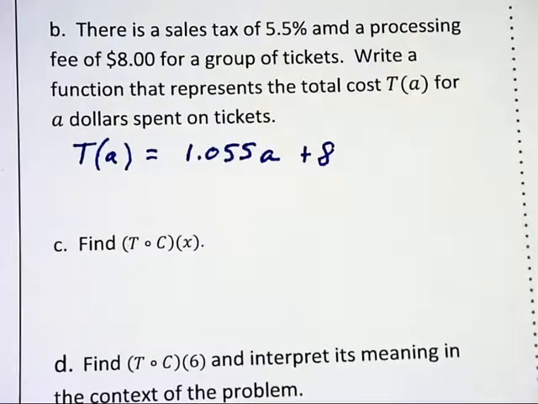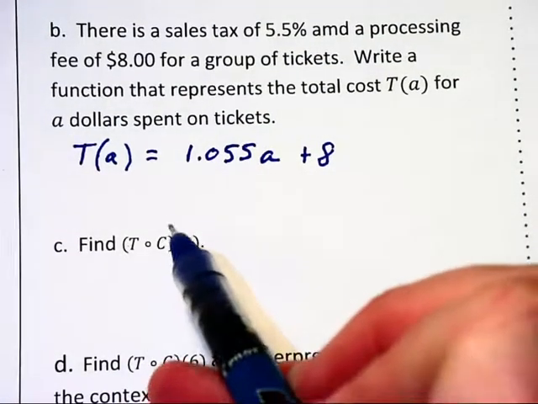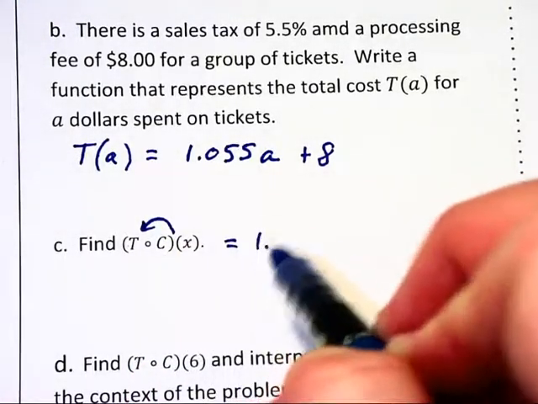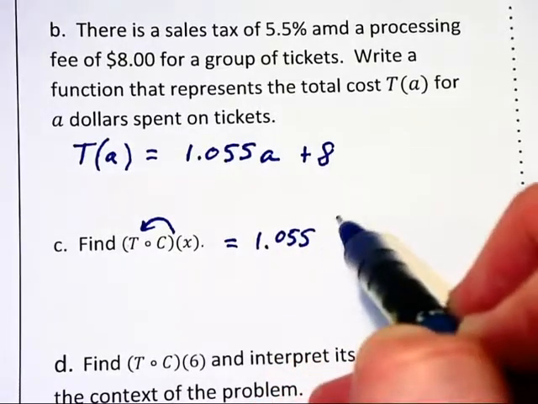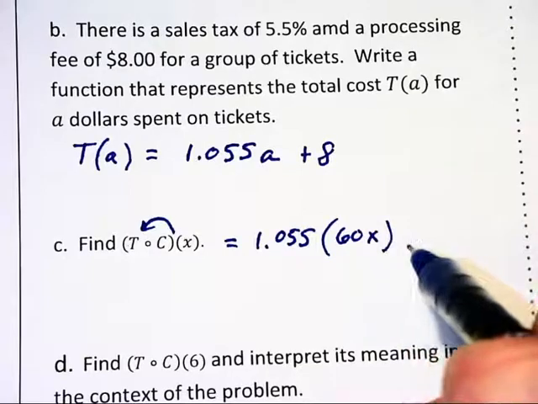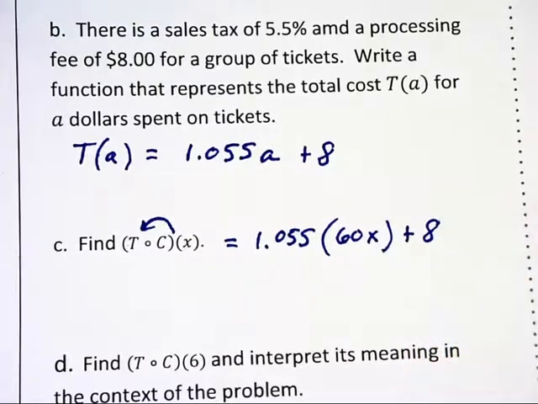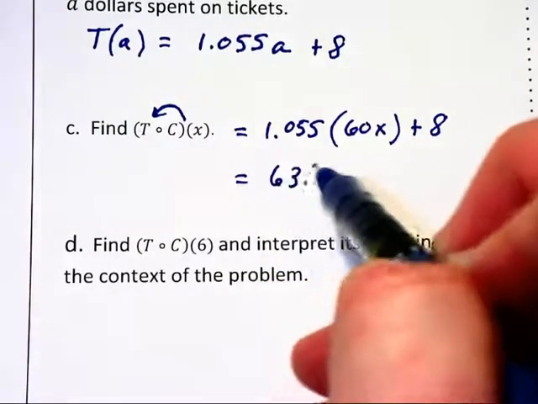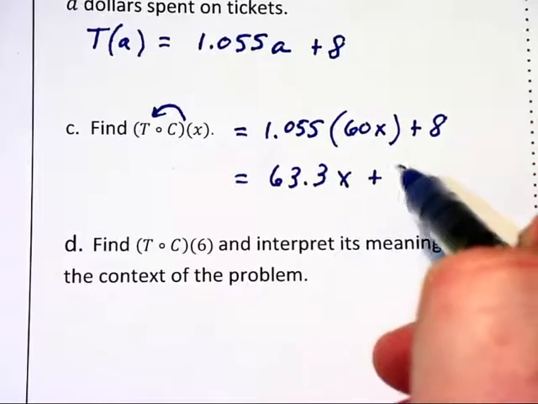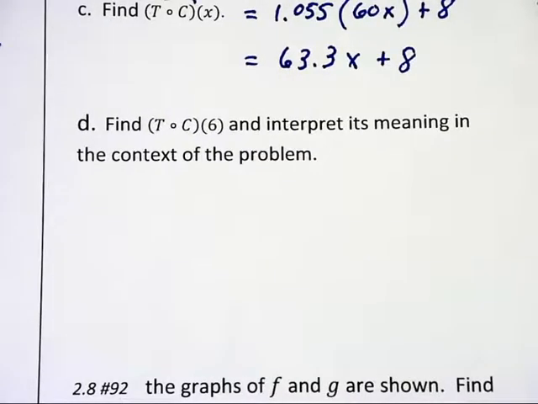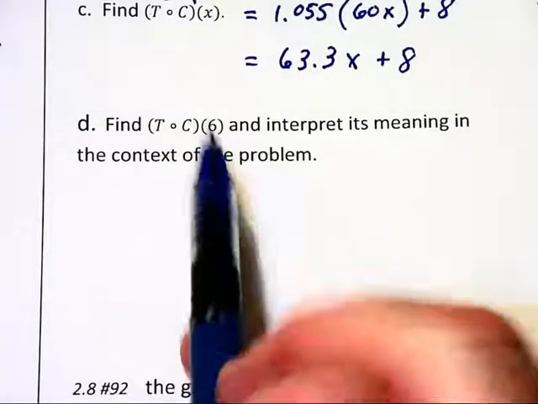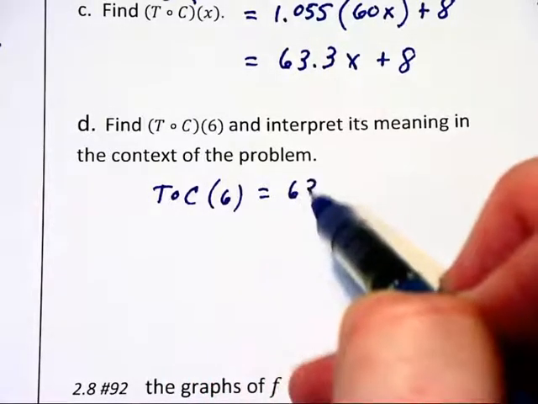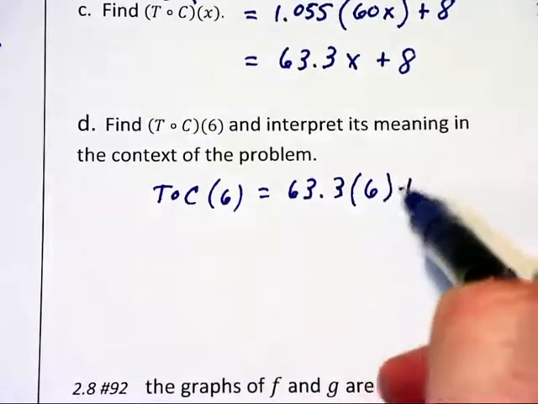For part C, though, they want t composite c of x, where c now gets substituted into t. So we're now going to have 1.055, and instead of a, we're going to have 60x substituted in from part A, plus 8. We will now distribute to get 63.3x plus 8. In part D, find this function with 6 substituted in. So t composite c of 6 will be 63.3 times 6 plus 8.